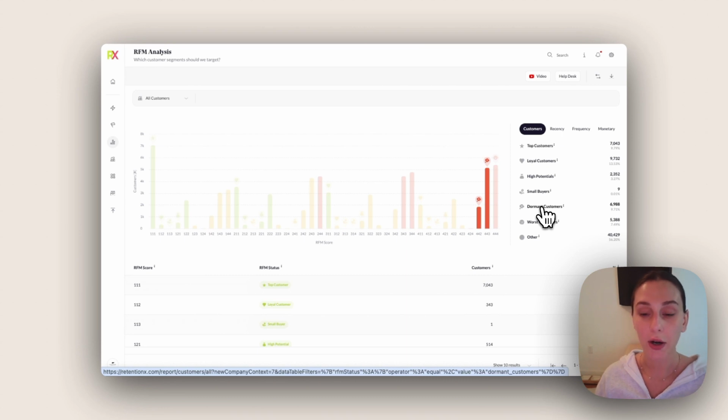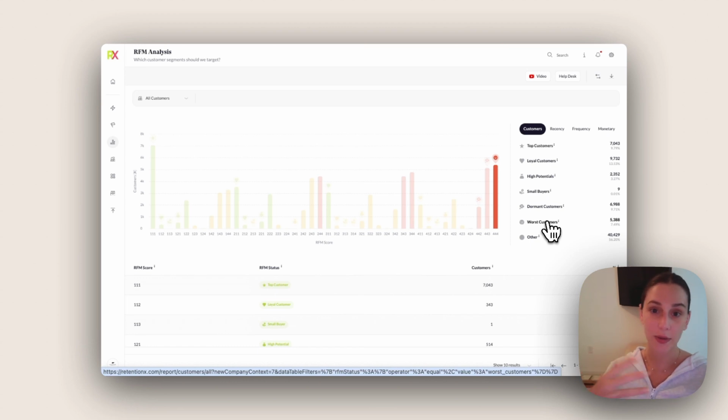Dormant customers are customers who have not shopped recently or frequently. So this is an ideal group to use for a win-back campaign. And then we also have worst customers. So worst customers can be seen on the right-hand side of this chart. These are customers scoring a 444, so the worst in each of the three variables. And for your worst customers, what you can do is also use this as a seed audience, create lookalikes within Google, Meta, etc. However, use this as an exclusion audience, just for most efficient spending.